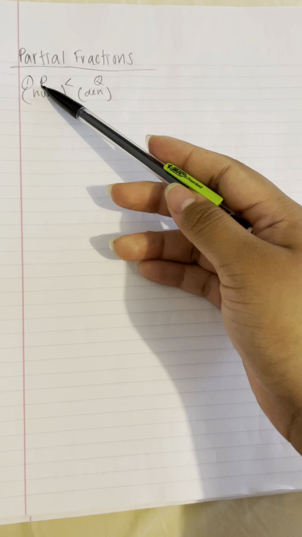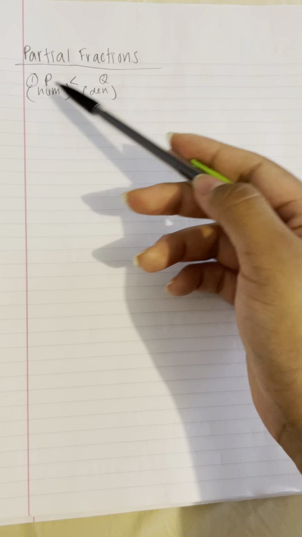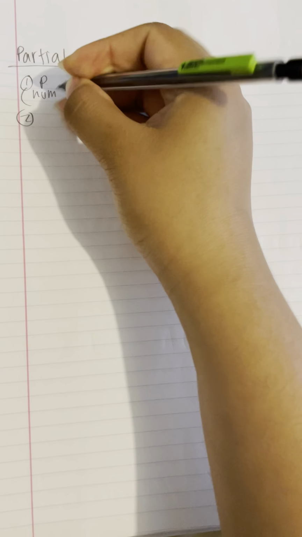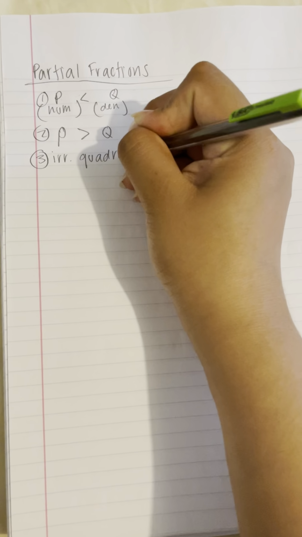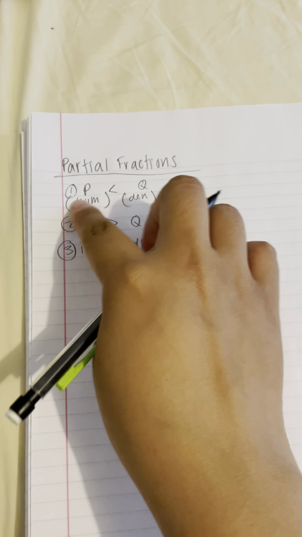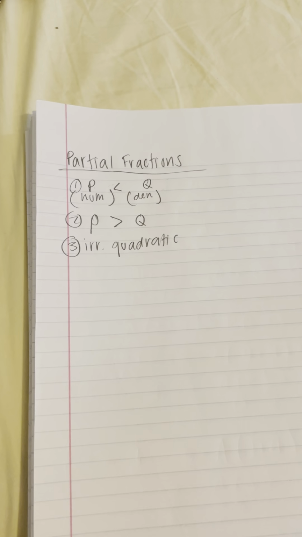In the notes, he refers to it as P and Q, but it's the same thing as saying numerator and denominator. So the three main types: first, when the degree of the numerator is less than the degree of the denominator. The second one is when the degree of the numerator is greater than the degree of the denominator. And the third one is when there is an irreducible quadratic.